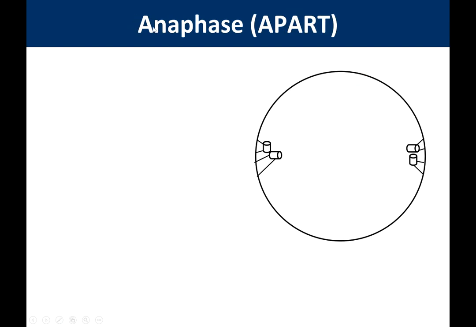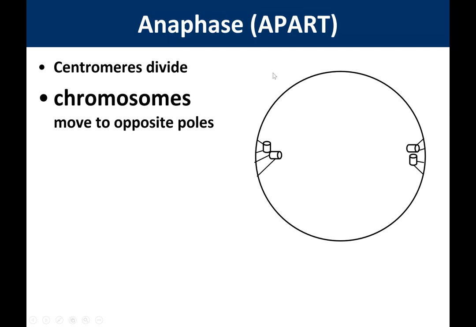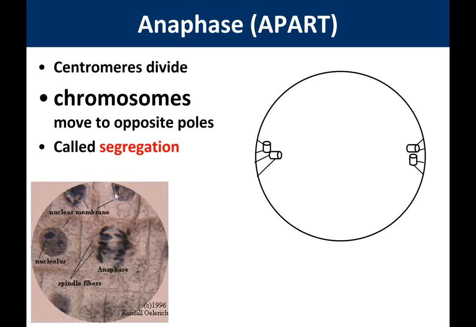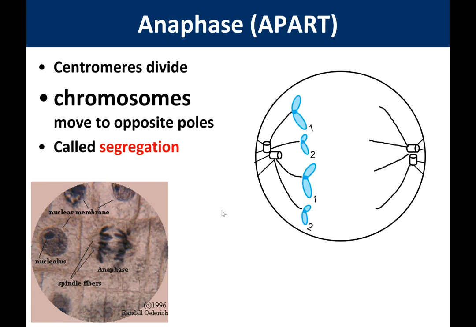Next, anaphase. We're going to remember A for apart. The centromeres divide and the chromosomes move to opposite poles. This is called segregation. Here we see it under a microscope. And let's draw it. The reason the chromosomes are separating is because the spindle fibers are being pulled back in by the centrioles. So it pulls the chromosomes apart at their centromere. And now, instead of being called sister chromatids, they are no longer joined, so they are called chromosomes. The ploidy of this cell is 2n equals 4.